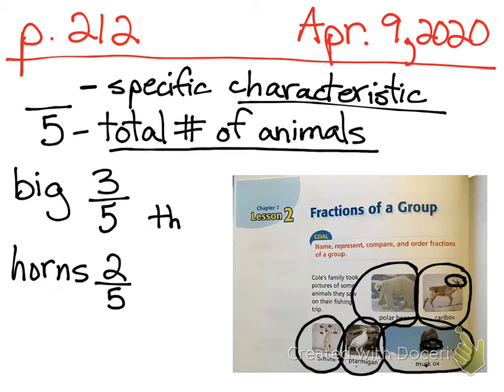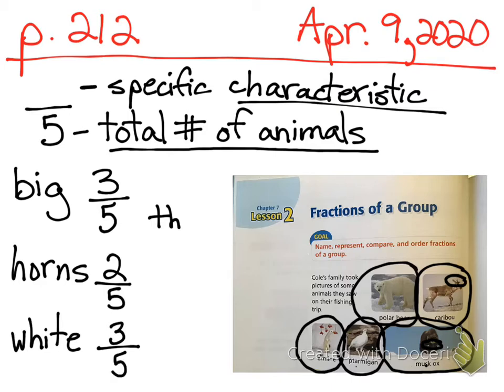Okay, let's do one more characteristic. Let's do color. So let's do how many of those animals are white. And I want you to pause the video and write the top and the bottom of the fraction. Okay, I count 1, 2, 3, polar bear, ermine, and ptarmigan. So 3 are white, and the bottom number should be 5 because there are 5 animals all together.